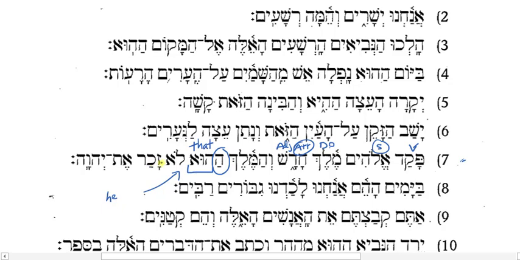Lo zahar, did not... What does zahar mean? Remember. Did not remember et Adonai. Is that the direct object? Yes, and this et is signaling that. But there's no article on Adonai. Can that still be definite? Yes, because proper nouns are definite. All right, good. Who asked for that? Did that make sense? Yes, sir. Okay. All right. Others?